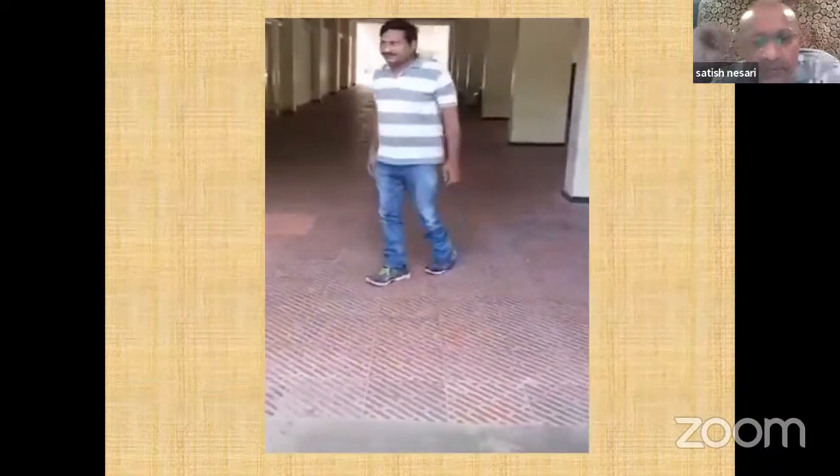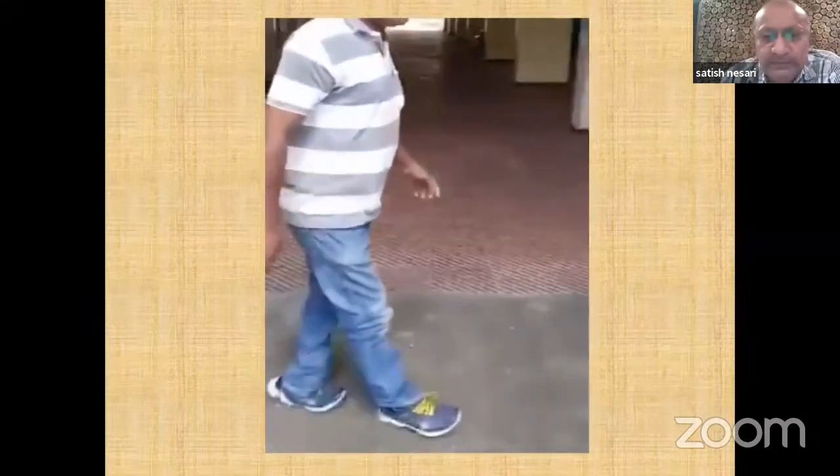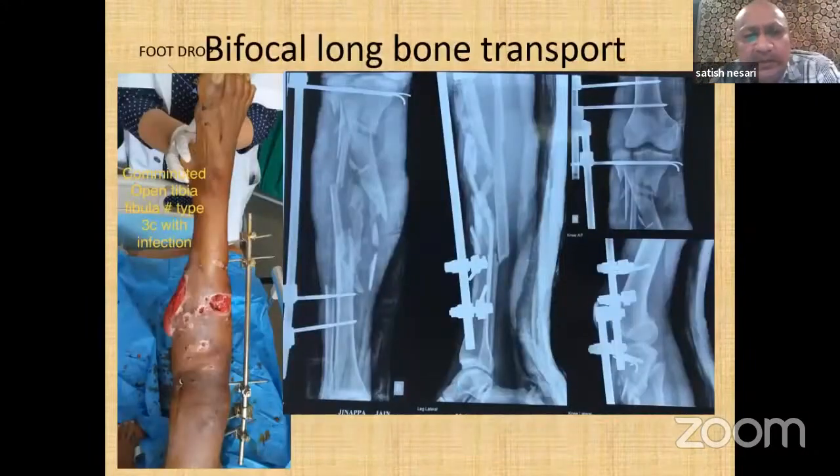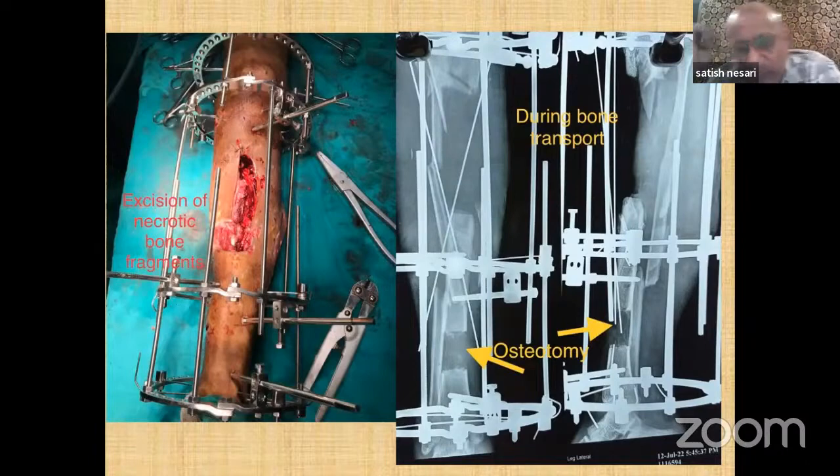And this is how the patient is comfortably walking with a painless, near normal gait. So this is another patient where I did a bifocal, very long bone transport. This patient had a comminuted type 3C fracture with multiple fragments. So I had to excise the necrotic bone fragments. And here you can see I did a distal corticotomy because there was no place proximally.